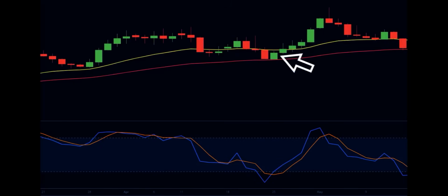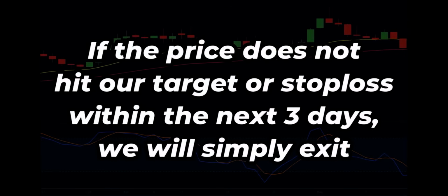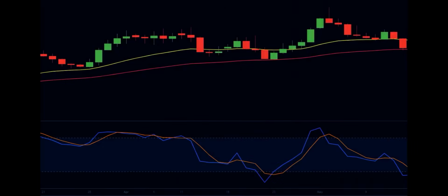On this candle, we finally get a bullish crossover, and we shall buy at the close of the day. We will keep our stop loss below the entry candle, and we will keep a profit target at the risk-reward ratio of 1:1.5. If the price does not hit our target or stop loss in the next 3 candles, we will simply exit at the end of the 3rd candle.